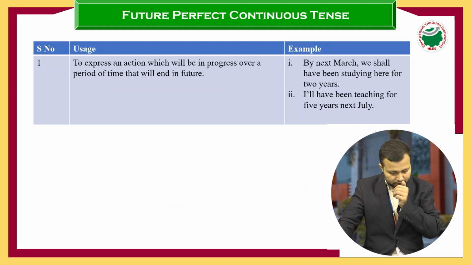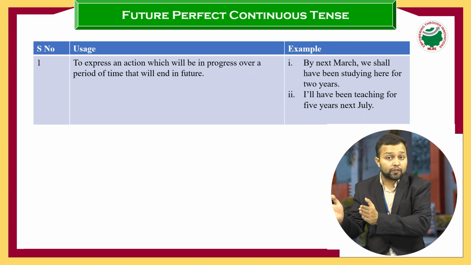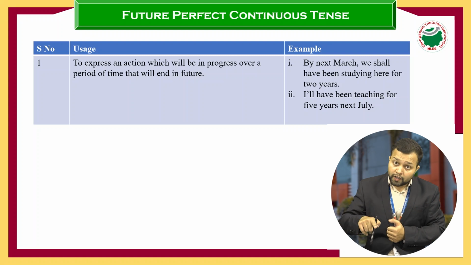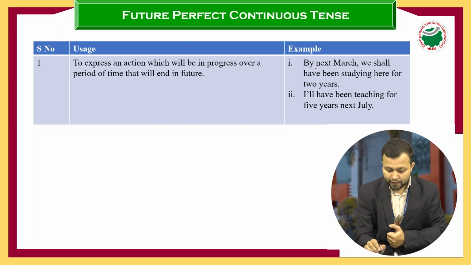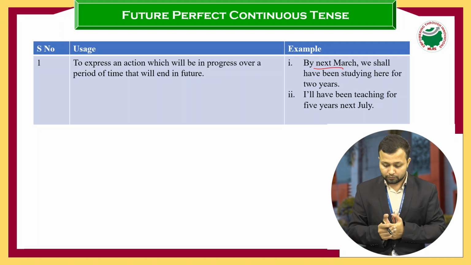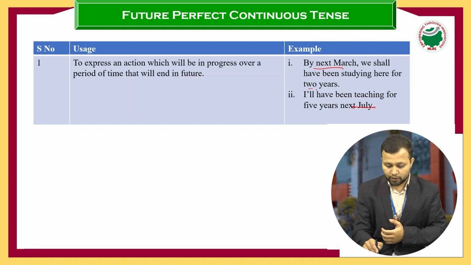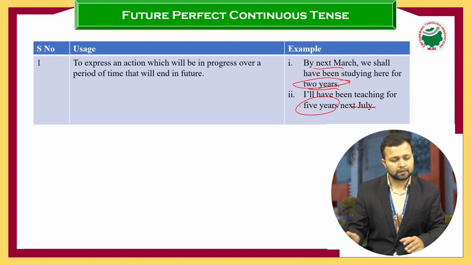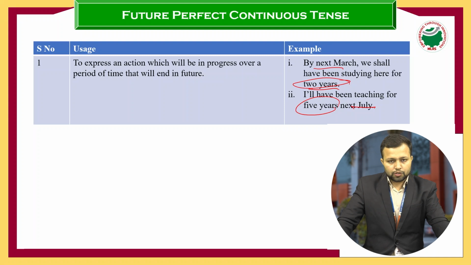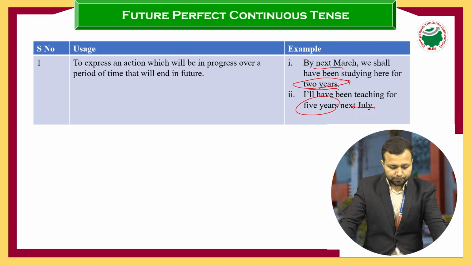Moving on to future perfect continuous tense. This tense is used to express an action which will be in progress over a period of time in the future and will end in the future. For example, by next March, we shall have been studying here for 2 years. Or I will have been teaching for 5 years next July. By that point of time in the future, we shall have completed 2 years of learning or 5 years of teaching, anything that you consider. So it was all about tenses, the uses or application of tenses.